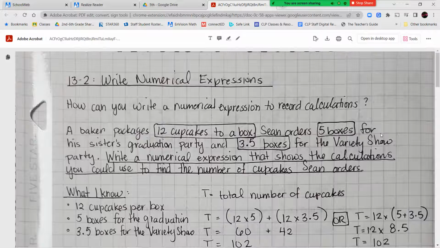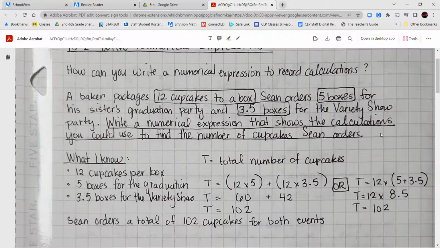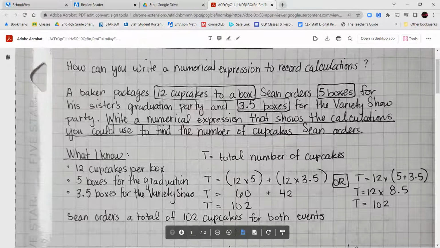Write a numerical expression that shows the calculations you could use to find the number of cupcakes that Sean orders. So there's a lot of information here. Let's start with what we know. Now I know there's 12 cupcakes in each box. I know that he wants 5 boxes and another 3.5 boxes of cupcakes.